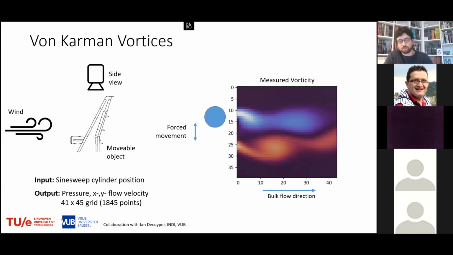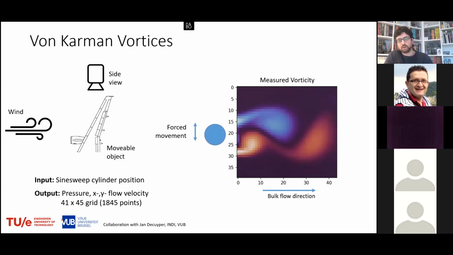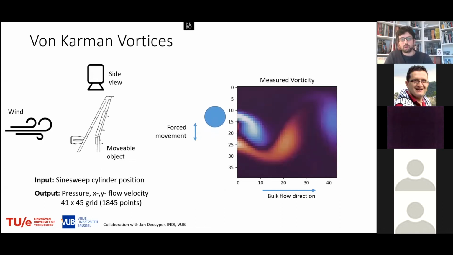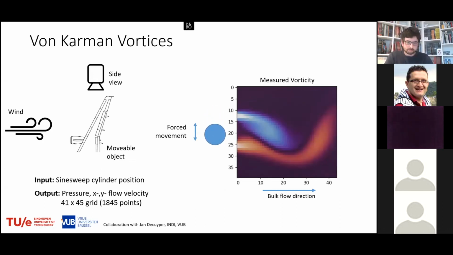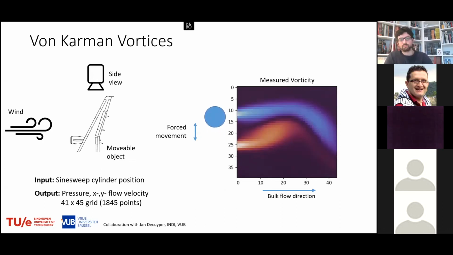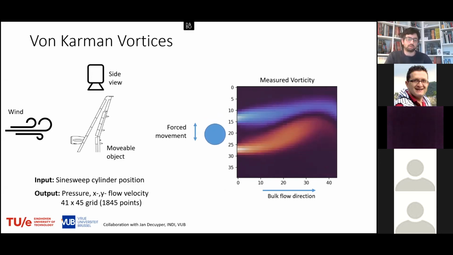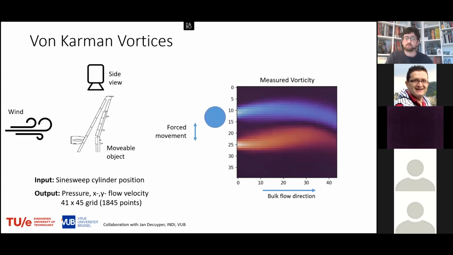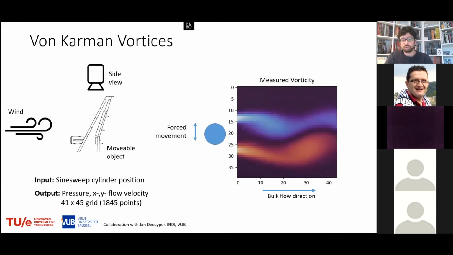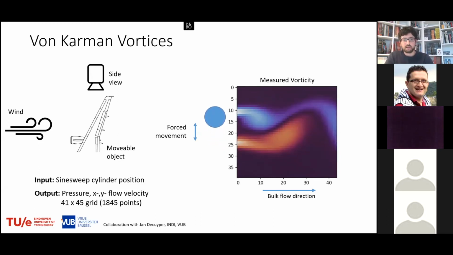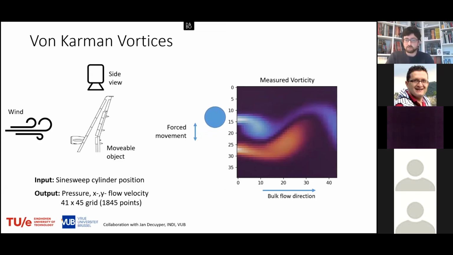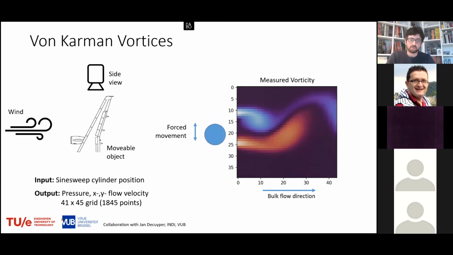So what we measured is actually the pressure and the x and y velocity after the cylinder on a grid of 41 times 45 points. So that's 1,800 points times 3. So those are basically 5,400 outputs that we're having. And we have one input, the movement or the position of the cylinder. So this is an extremely high dimensional output.